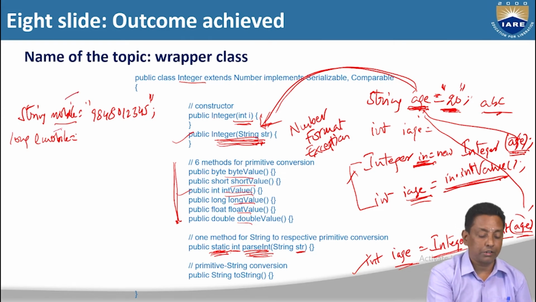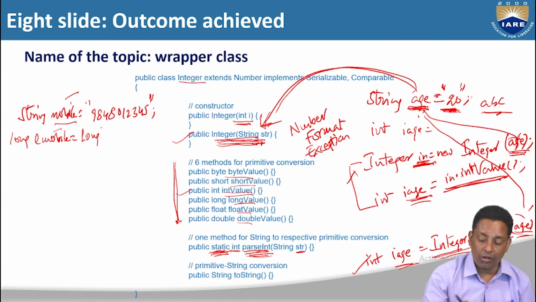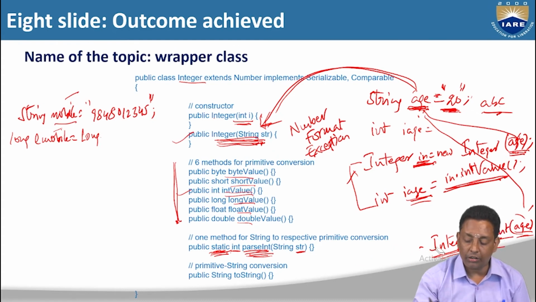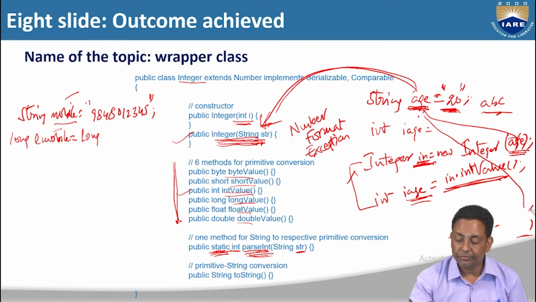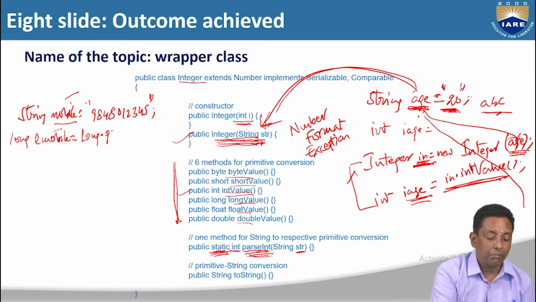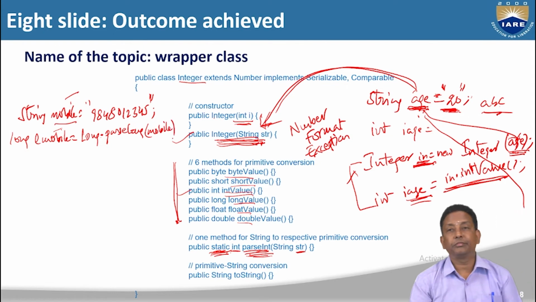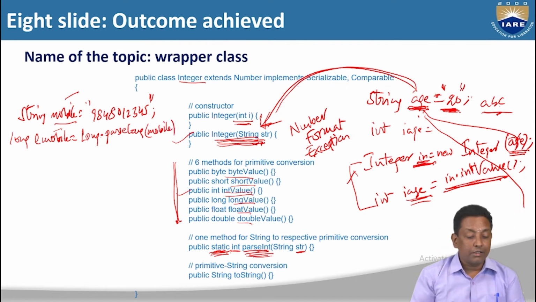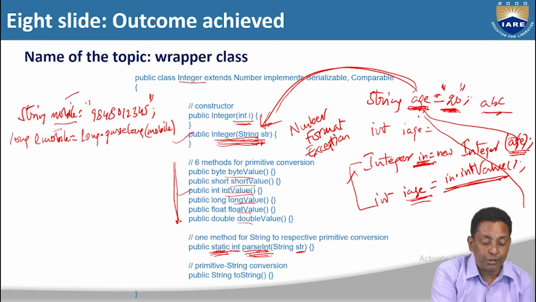We need to use the Long wrapper class. Use the Long wrapper class the same as Integer.parseInt. It is Long dot parseLong of mobile. Now what happens? The mobile stored as a string in the string variable is now converted into a long value.